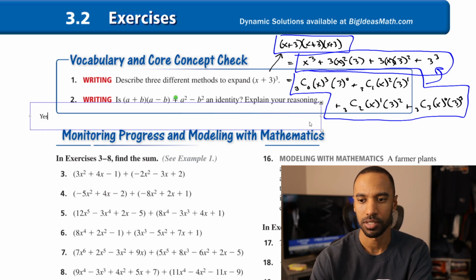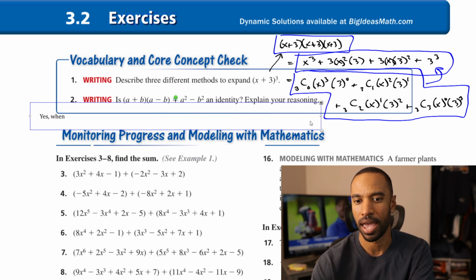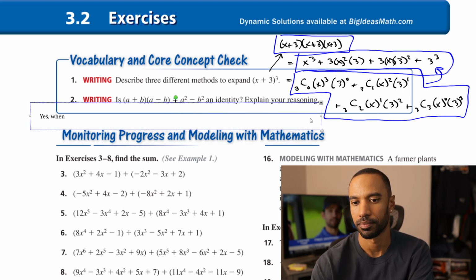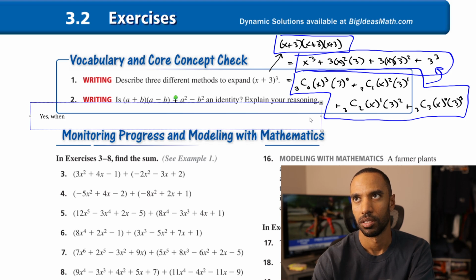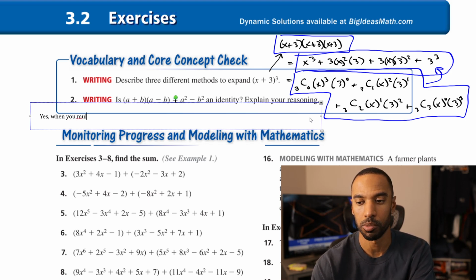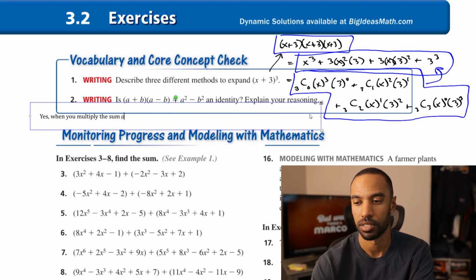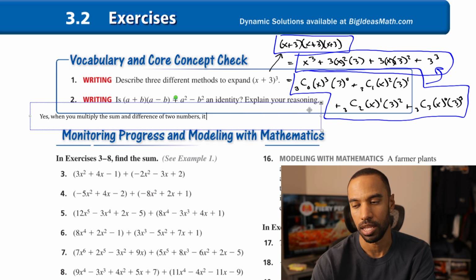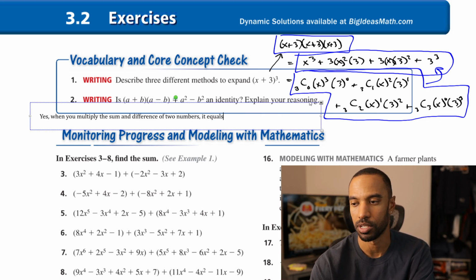So I'll say yes, because it always works. When you multiply the sum and difference of 2 numbers, it equals the difference of their squares. It equals the difference of their 2 squares.